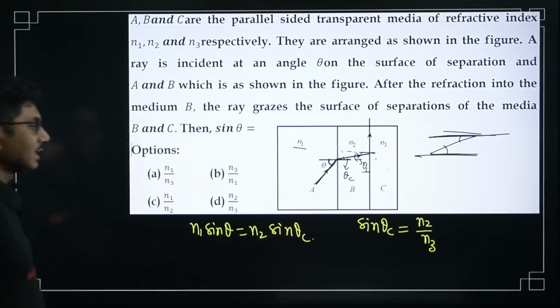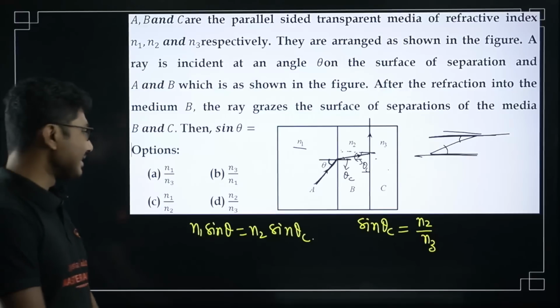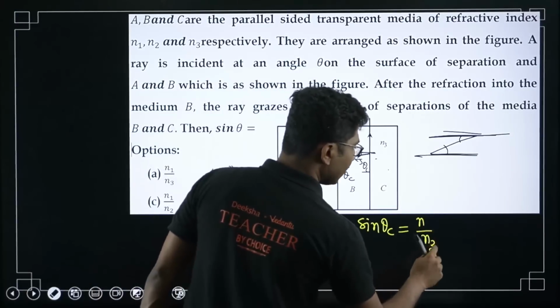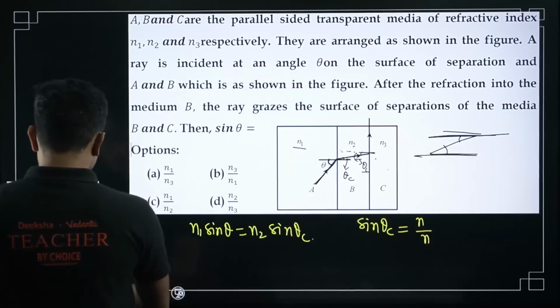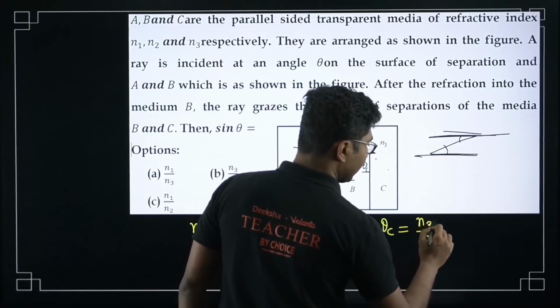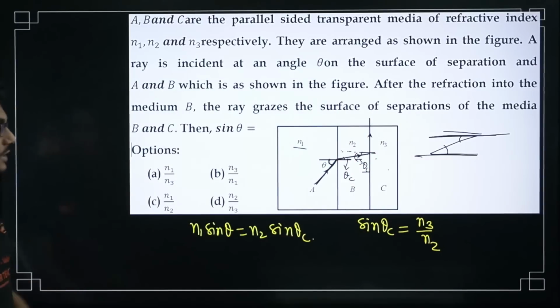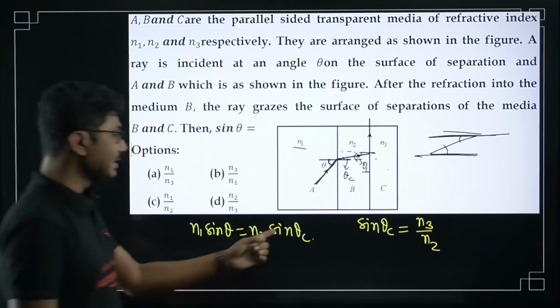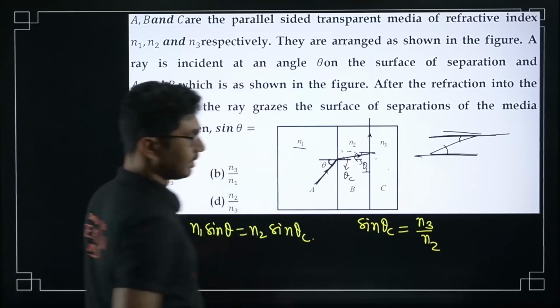Now you will ask, sir, why have you written it like this? Because there is a small mistake over here. It will be N2 by N3: the incident medium will be below and N3 will be the outer medium. Okay, so this is the formula. Now why am I writing it like this? Because this theta C is for this angle.